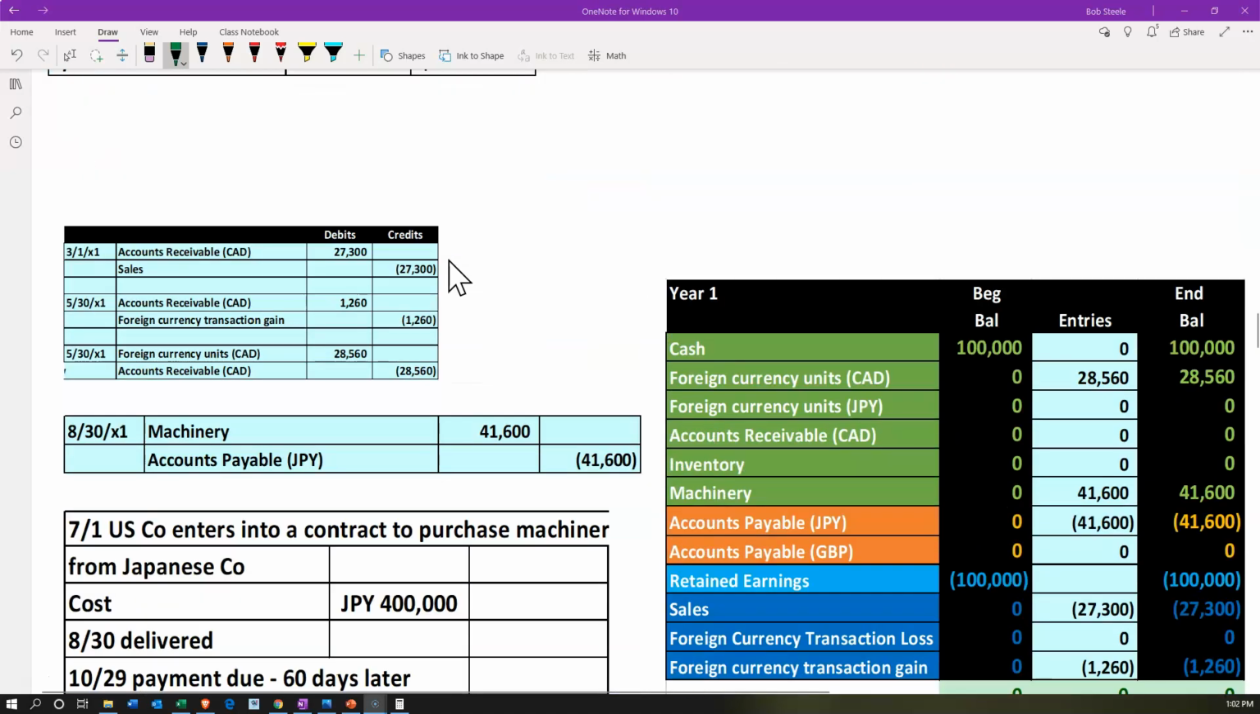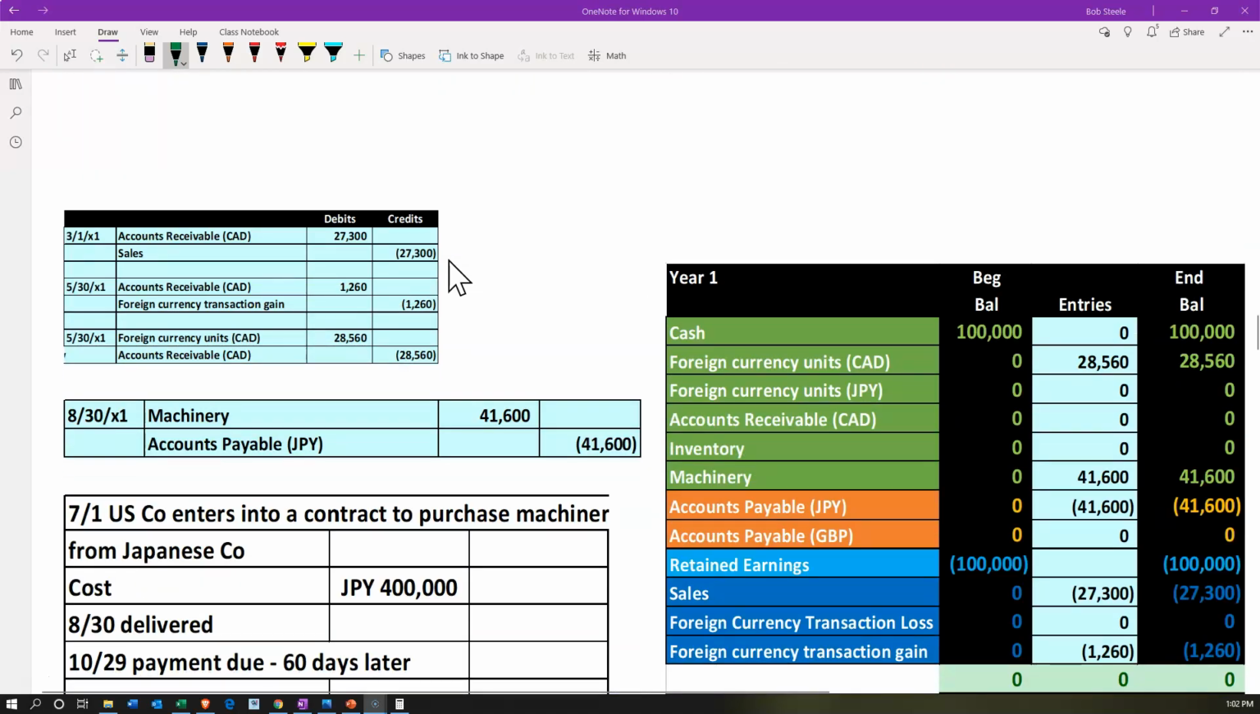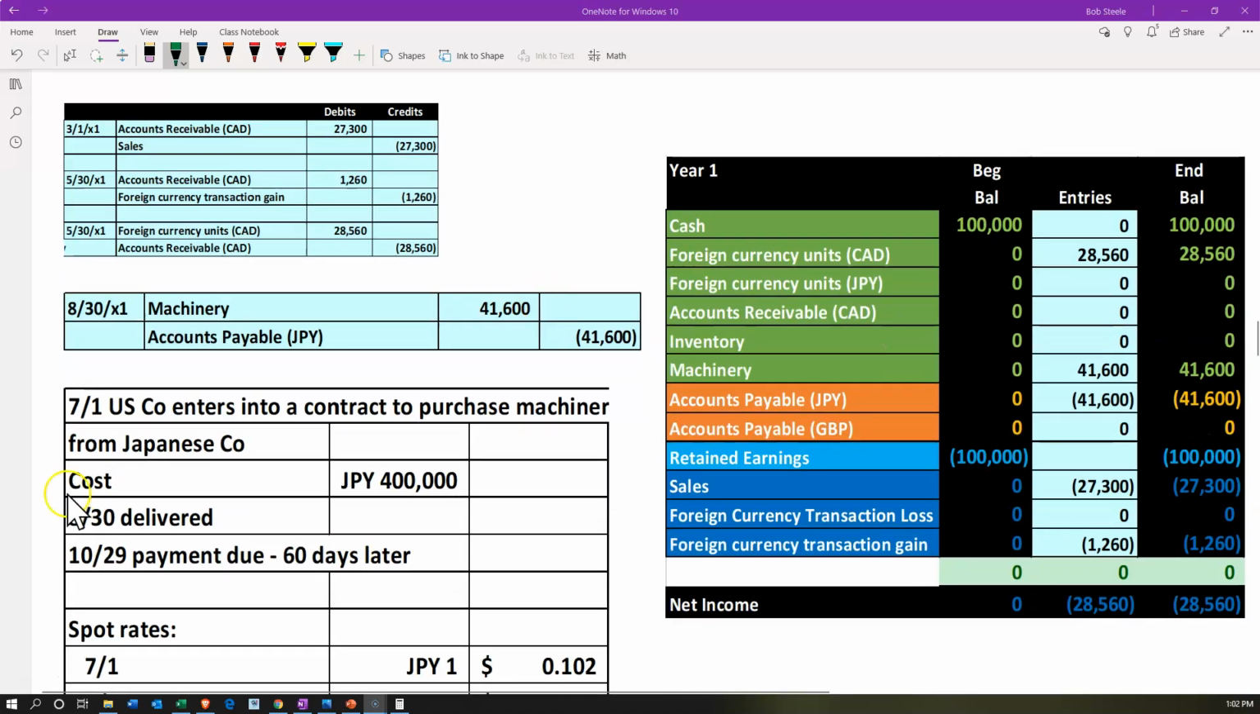Now we'll go to the next scenario. The next scenario is just going to move forward with our same company. We're the same US company, and we've already entered these transactions, which are included in the entries section. But now we're going to do another kind of foreign currency related transaction, another scenario with a different company and a different foreign currency. And that's going to be down here. We're on 7/1. The US company, that's us, now enters into a contract to purchase machinery from a Japanese company.